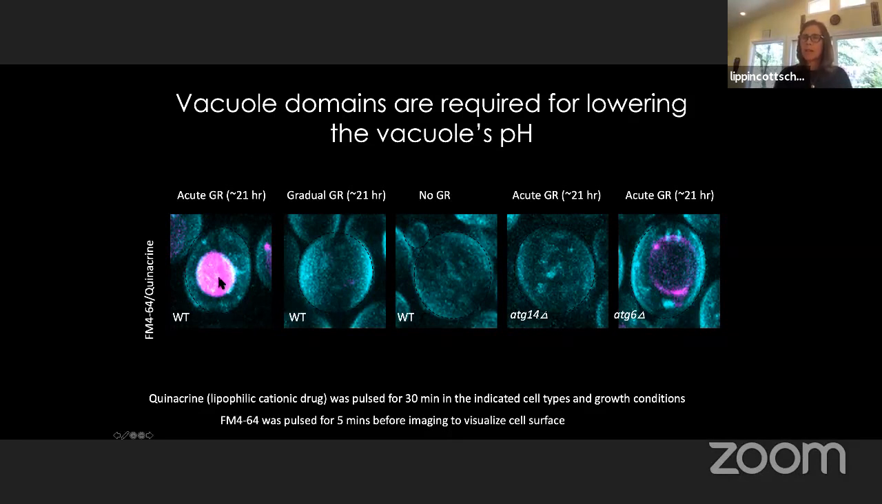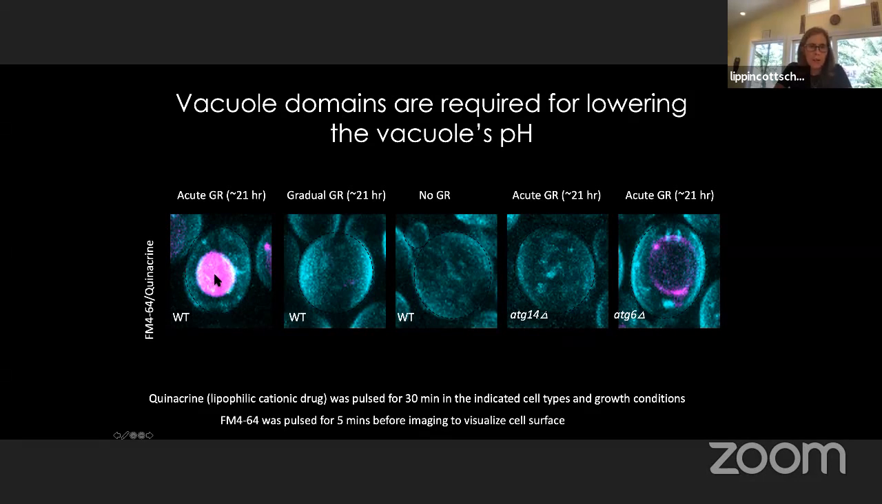And this pink shows enrichment of this acid probe, quinacrine, in the vacuole of a yeast undergoing 21 hours of acute glucose restriction, where there's no glucose in the medium at this point in time. And you can see that these cells are just pumping protons. I mean, this is in a highly acidic vacuole.